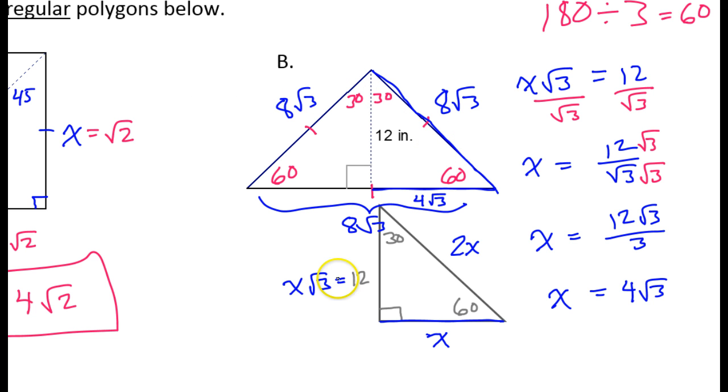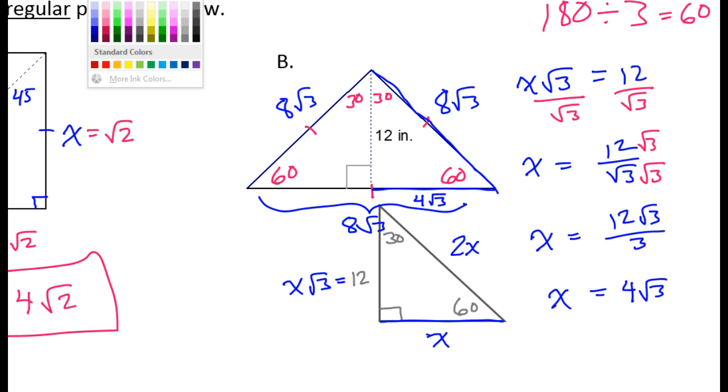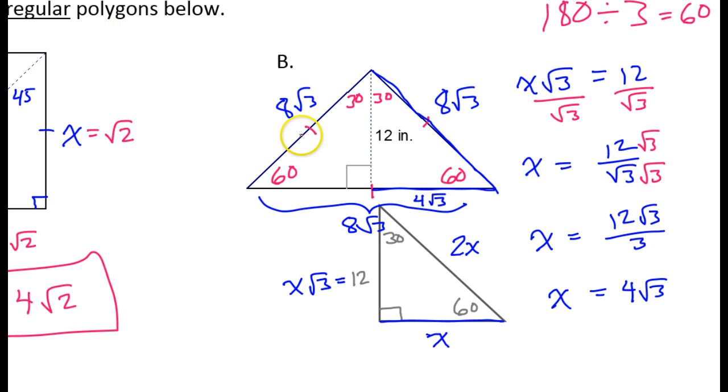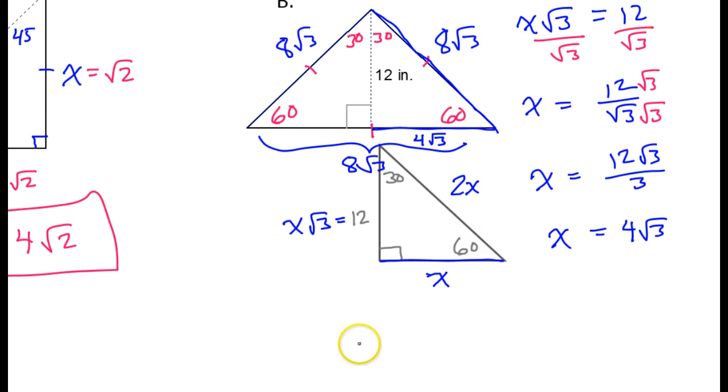Okay, and we were supposed to find the perimeter of this. So the perimeter is going to be 8 radical 3 plus 8 radical 3 plus 8 radical 3. So the perimeter is going to be, well, 3 times 8 is 24, so that'll be 24 radical 3 for the perimeter.